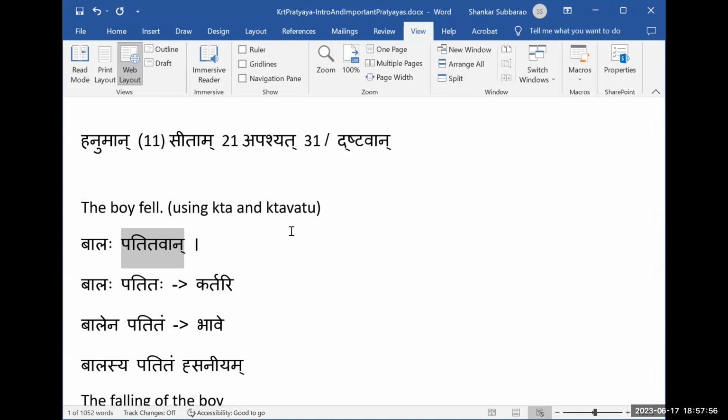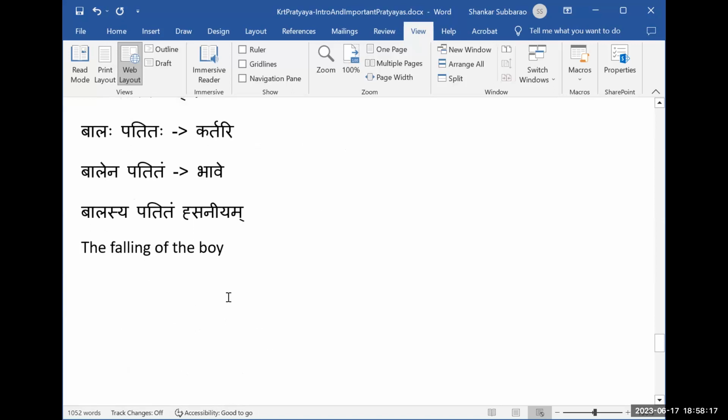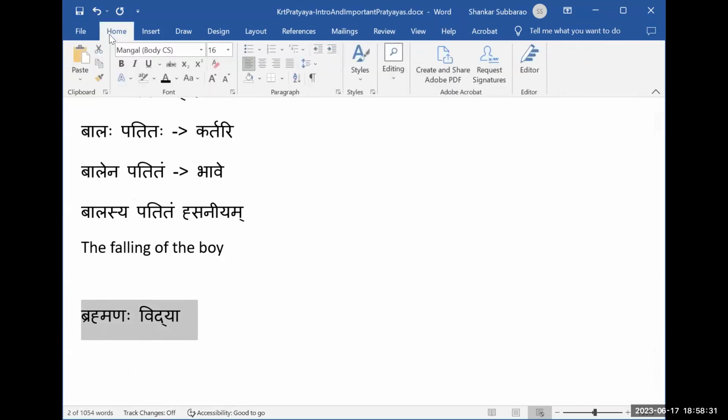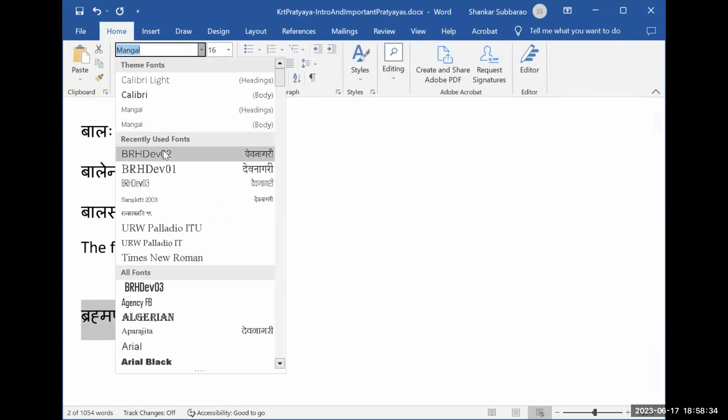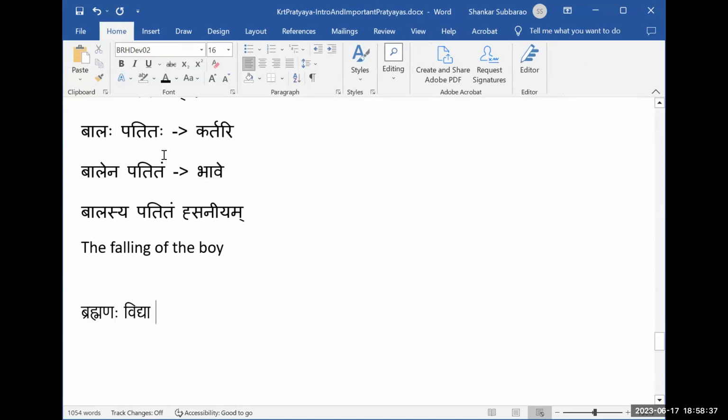See, the sixth case, I have always said, is not a karaka. This is an exception. For many kridantas, the sixth case will come for either karta or karma. For example, brahmanaha vidya. See, the expression we'll have is brahmanaha vidya. You know what it means?